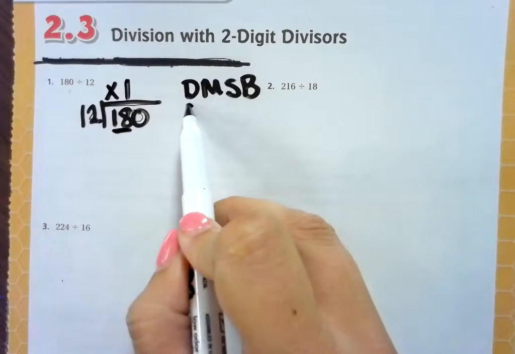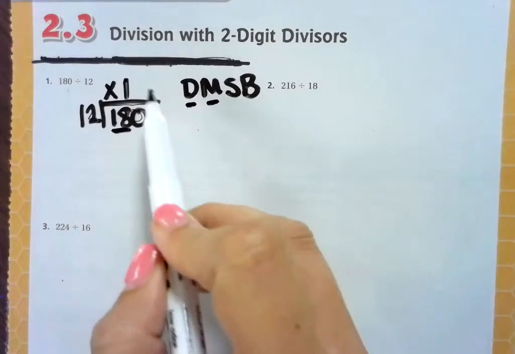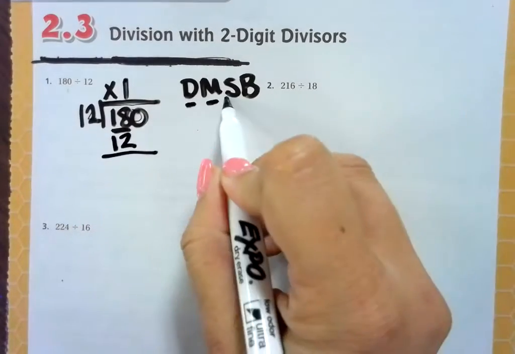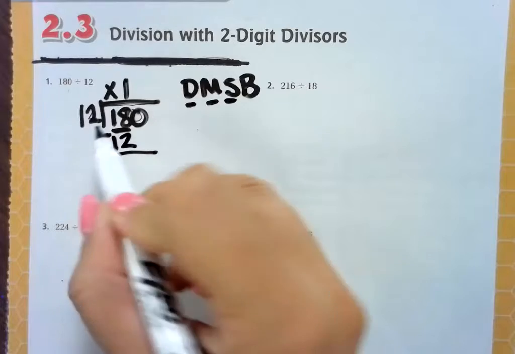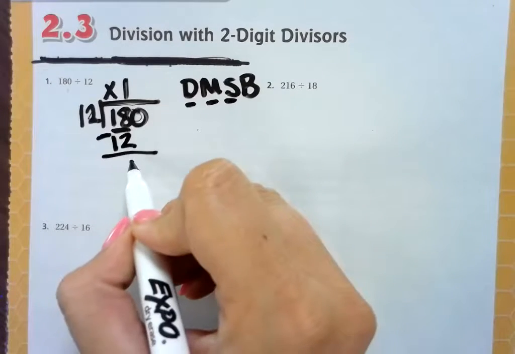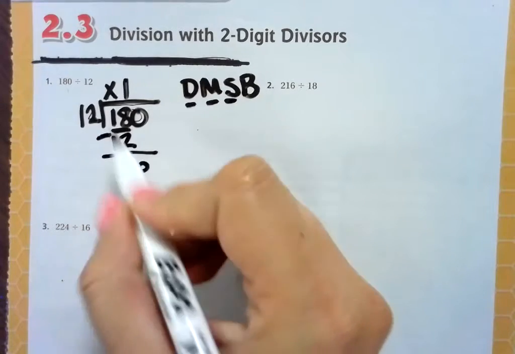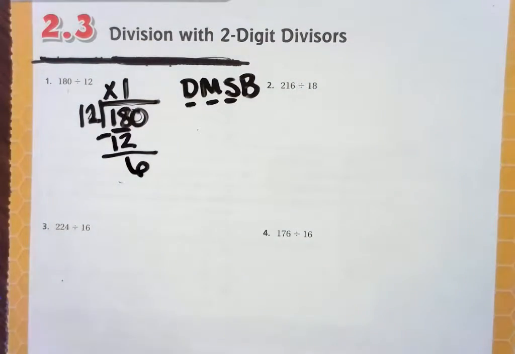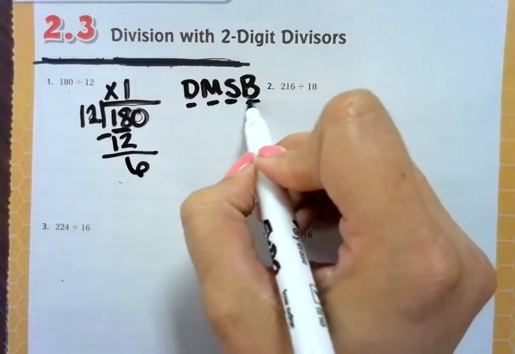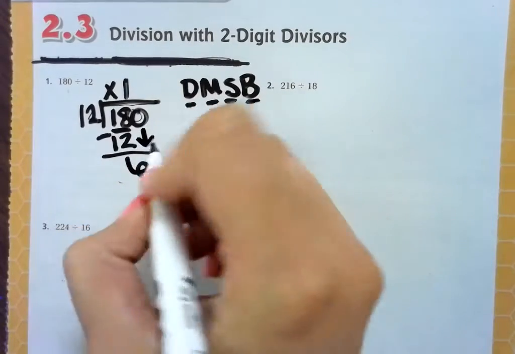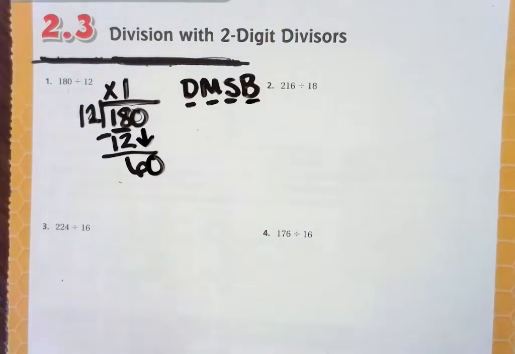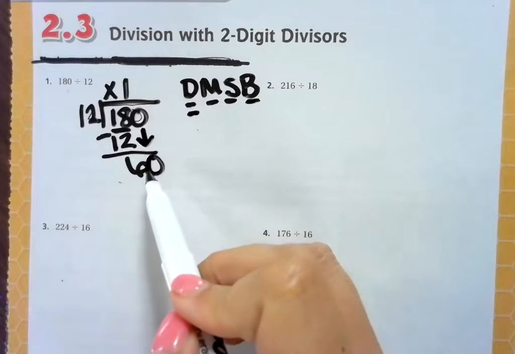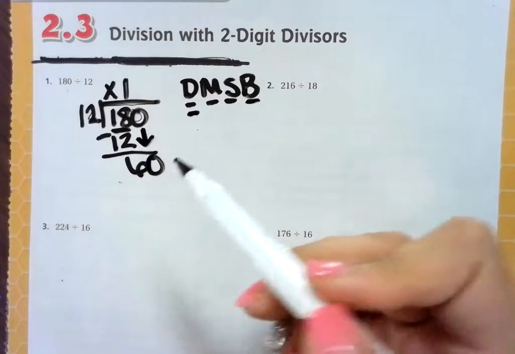So now I've divided. I need to multiply. 1 times 12 is 12. Then I've got to subtract. 18 minus 12, well, 8 minus 2 gives me 6, and 1 minus 1 is 0. So 18 minus 12 would give me 6. Then I need to bring down the other digit that's sitting there, so that's 0. Then I've got to start back over at the divide. 12 goes into 60. How many times?